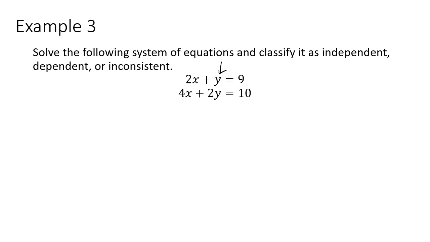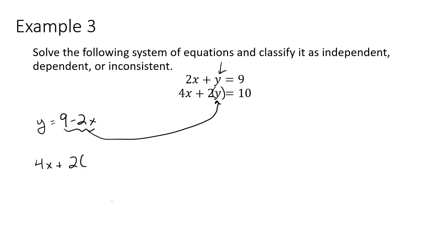In this case, because this y here doesn't have a coefficient out front, that's probably the easiest thing to solve for. So if I want to solve the top equation for y, I just need to subtract 2x to move it across to the other side. And now I can take this entire expression and plug it in for y into the bottom equation. So that would give us 4x plus 2 times y, which is 9 minus 2x, and that has to be equal to 10.